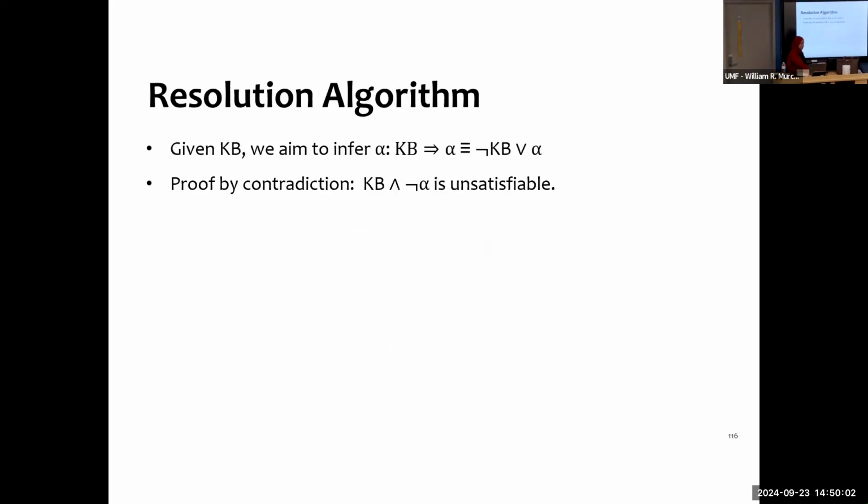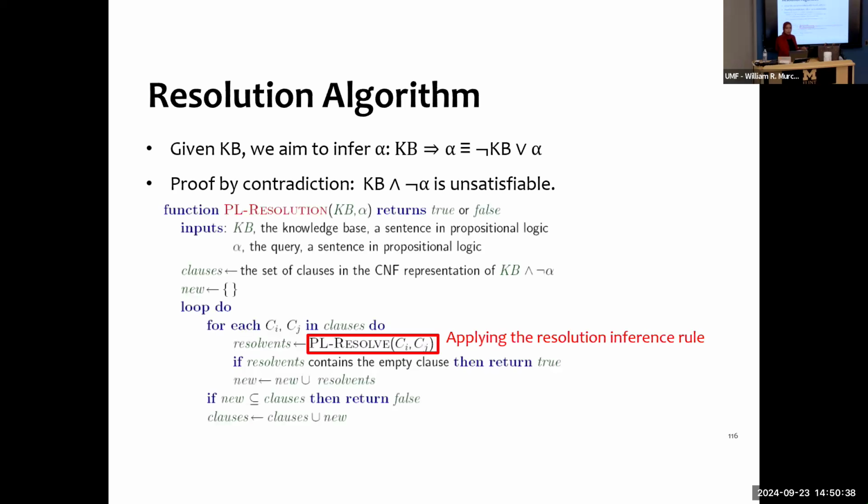Now we can go through the resolution algorithm, to see how this could be written as an algorithm. What we have in hand is the knowledge base, KB. We aim to prove alpha. KB implies alpha is equivalent to not KB or alpha. This is what we need to prove. We will go through the proof by contradiction, which gives that KB and not alpha is unsatisfiable. Okay? So the algorithm is given as follows.